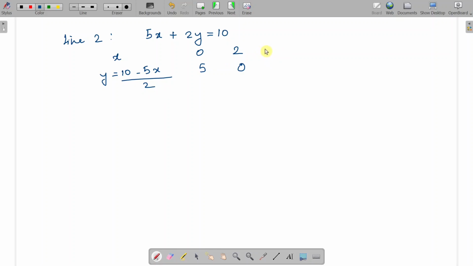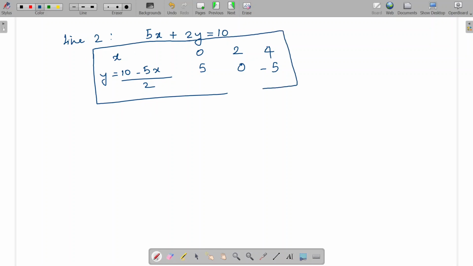Okay, we will take 4 here. So 10 minus 20 divided by 2, yeah, that is the same. So minus 10 by 2, which is minus 5. If we take 4, we will get minus 5. Okay, so this is the table for the line 2.